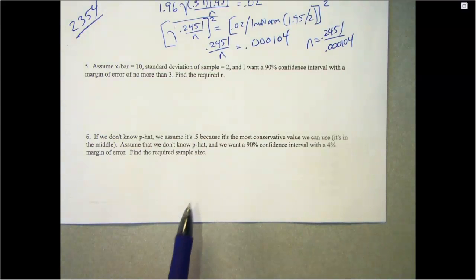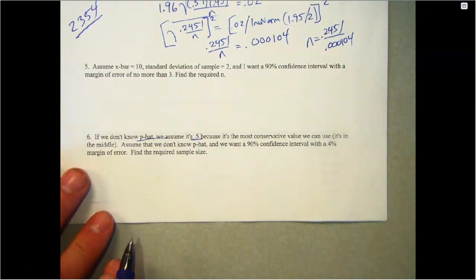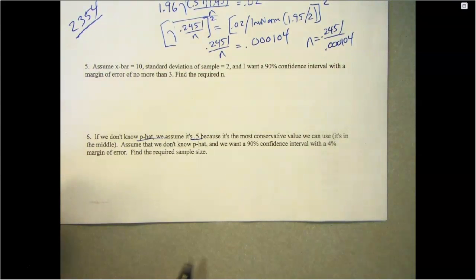So if you don't know, you take what's exactly in the middle. If they don't tell you what p hat is, you assume it's 0.5. If you don't know the p hat, they don't tell you, which they won't a decent amount of the time, you just pick 0.5 because it's right in the middle of 0 and 1. It's the least likely to have a giant error. Try number 6 with that in mind.